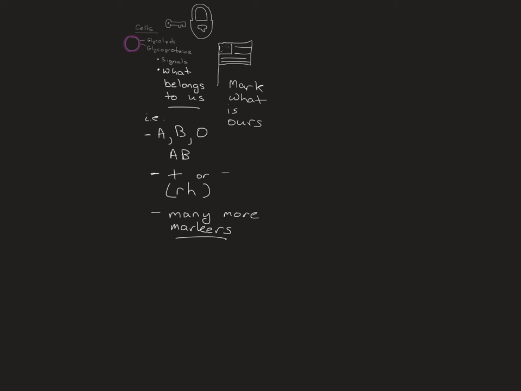So these markers, the way they work is with these glycolipids. Imagine taking a lipid. Remember, it's a carbon-hydrogen chain. At the end of that, you add a carbohydrate. To that lipid, you add a carbohydrate. So you do something like this.